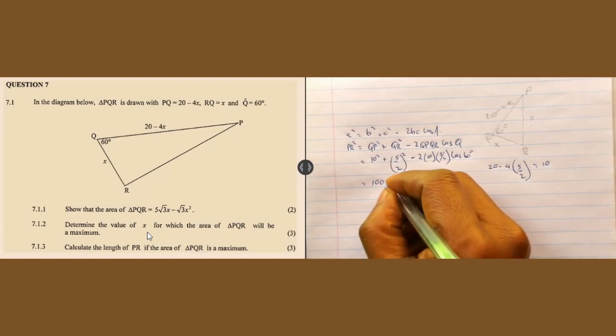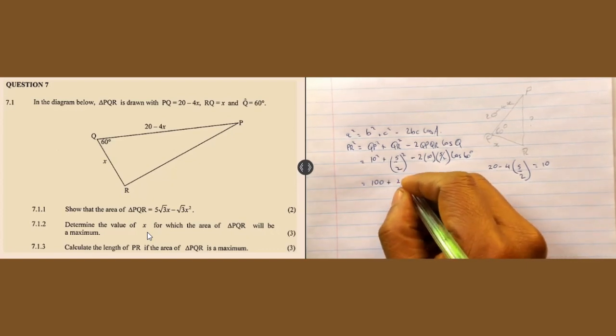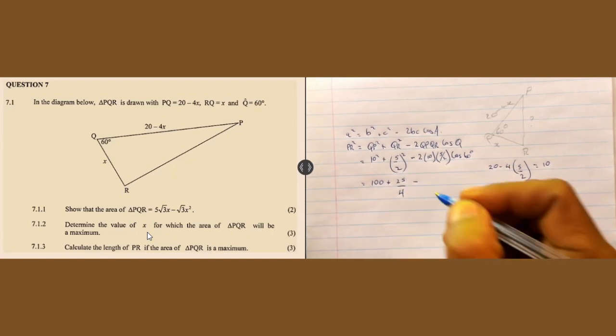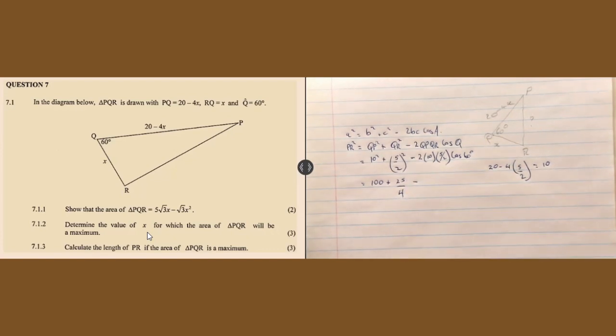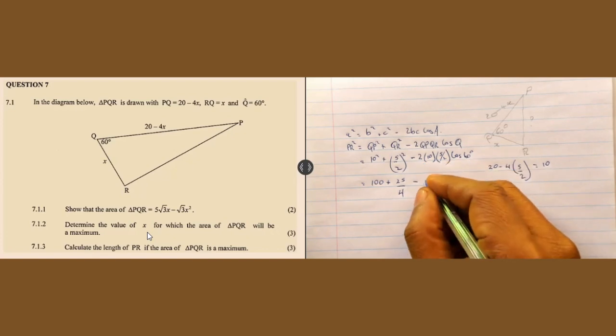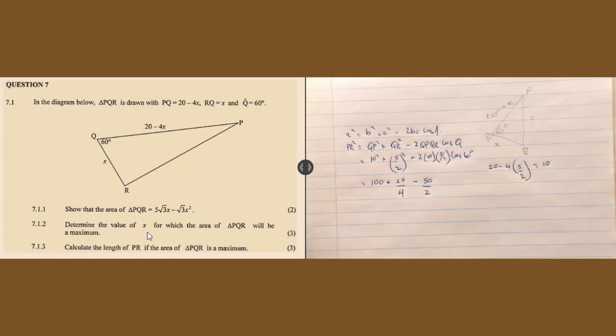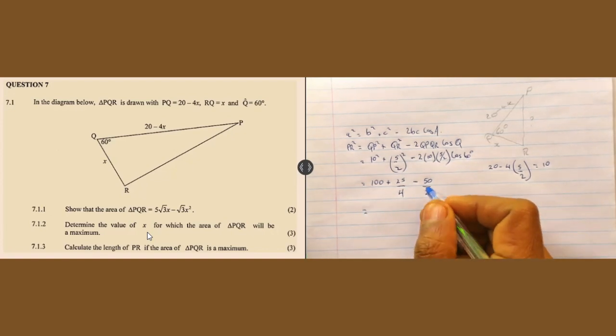But this is 100. Then this will be 25 over 4, minus 5 times 5. This 2 goes there. 5 times 5 is 25, times 2 is 50. Then I know cos 60 is a half. Wow, then I got something like this. With your calculator, you could have been done. So don't stress about it.